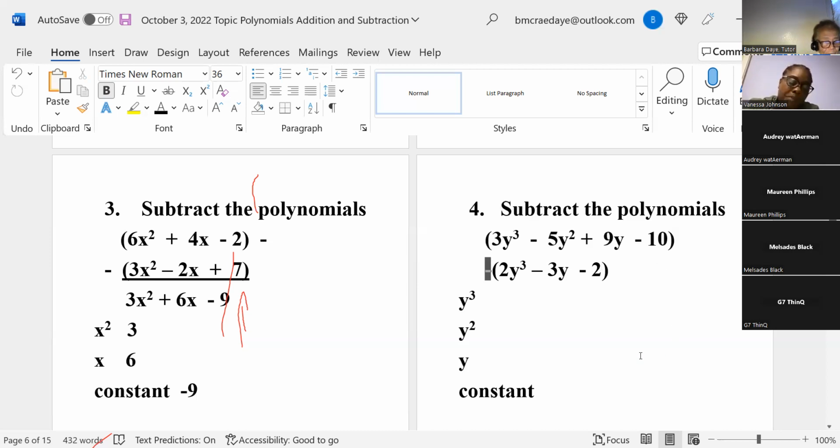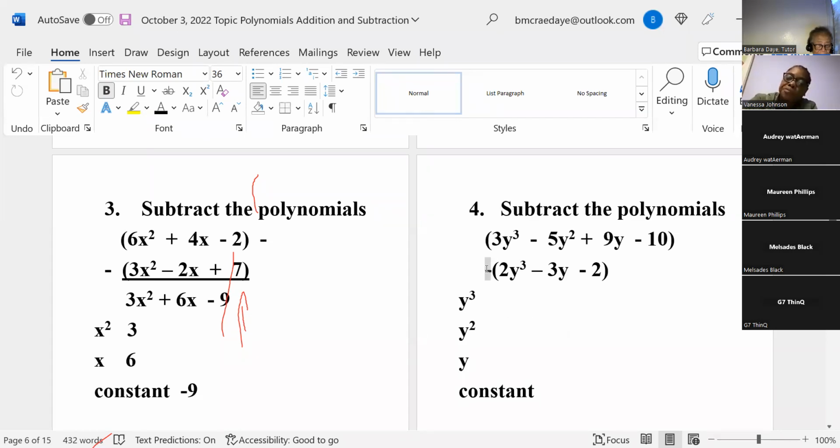Like I'm looking at this one, miss, this is number 4. I have to change the sign to plus on each of them. Well, it depends on the sign. This is a minus, so that's going to be a plus. This is a minus, that's going to be a plus. This is a plus, that would be a minus. You follow, Mercedes? I'm not sure.